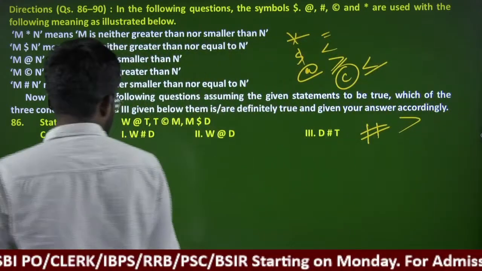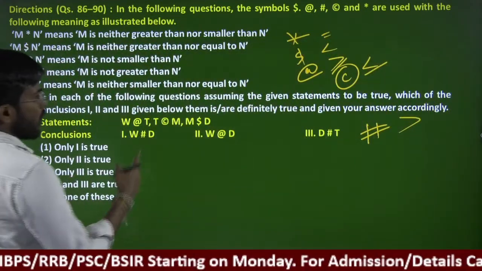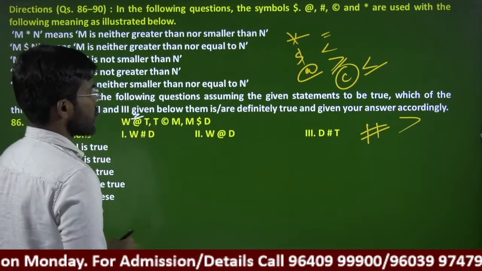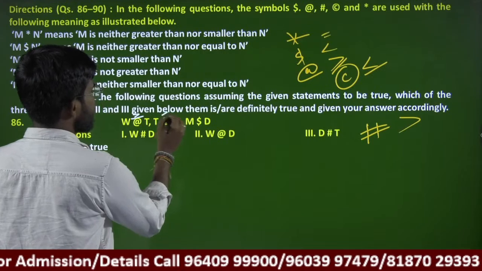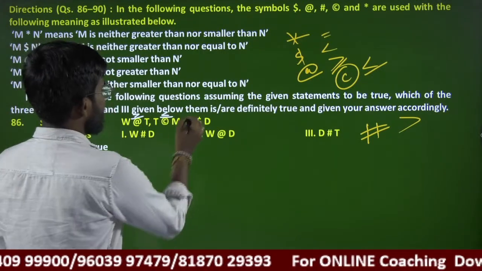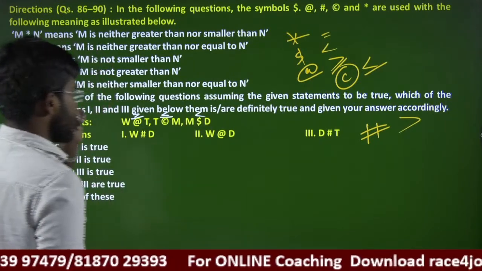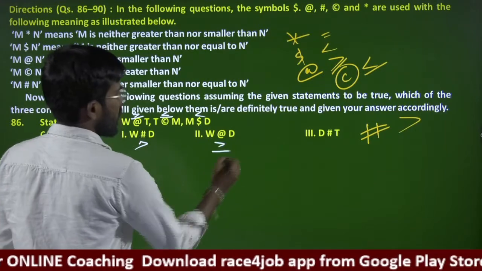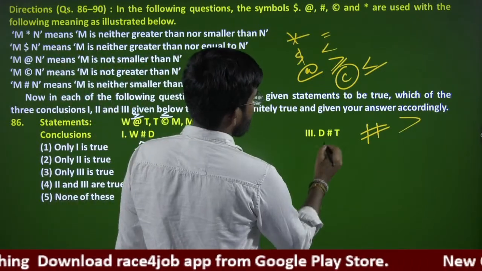Okay, let's start the problems now. At the rate symbol represents greater than or equals to. C circle represents less than or equals to. Dollar represents less than. Ash symbol represents greater than. At the rate symbol represents greater than or equals to. Ash symbol represents greater than.